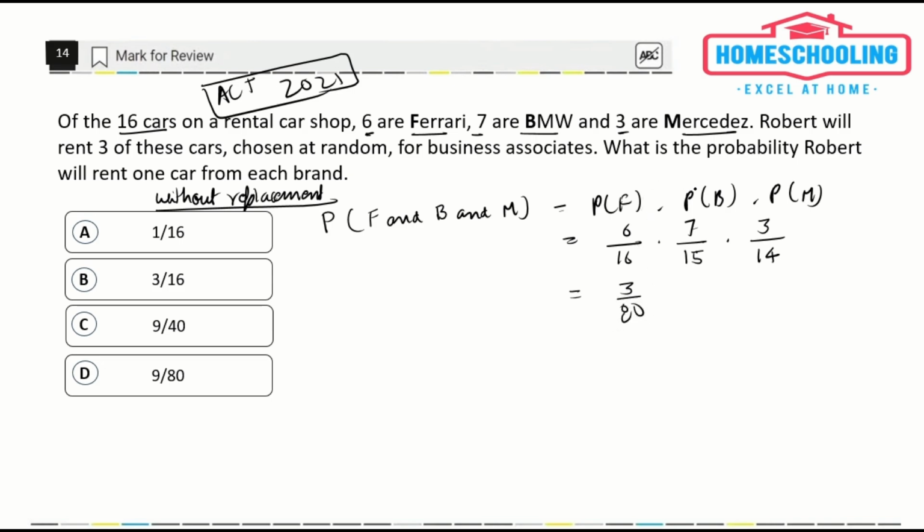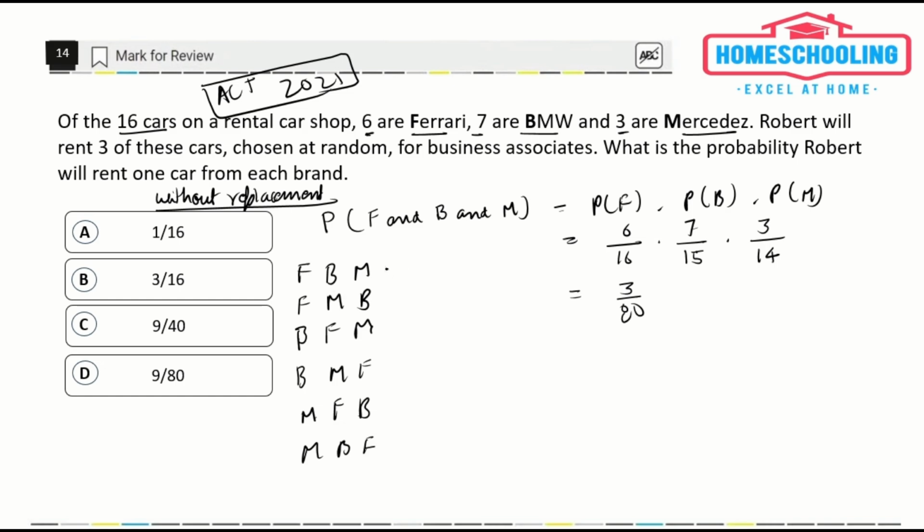When my students attempted this question, they were saying that they didn't find the answer in the options. As we can see, the answer that we have found here is not in the options. So they made one mistake here: they forgot about the total number of possible combinations of cars. We have taken only one combination, that is first you buy a Ferrari, then a BMW, then a Mercedes. We can also do Ferrari, Mercedes, BMW, or BMW, Ferrari, Mercedes, or BMW, Mercedes, Ferrari, Mercedes, Ferrari, BMW, and Mercedes, BMW, Ferrari.